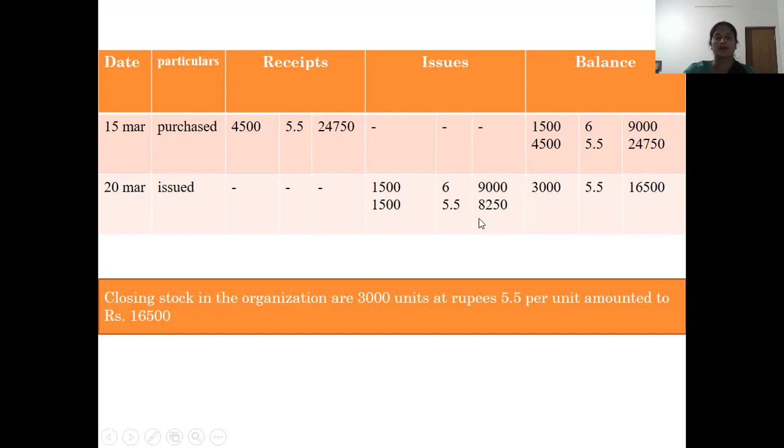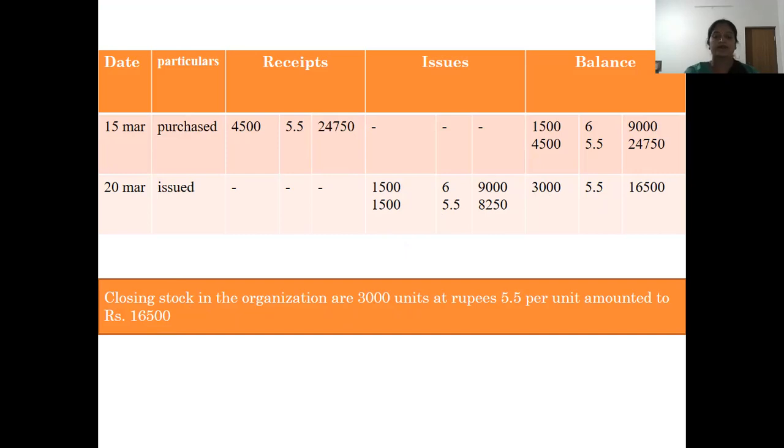After the preparation of this FIFO method, after you have made the calculations in this way, you need to write the closing stock in the organization: 3,000 units. If 3,000 units is your balance, at the rate of rupees 5.5 per unit, take this rate as it is, amounting to rupees 16,500. This is how you have to calculate. I hope you all understood.